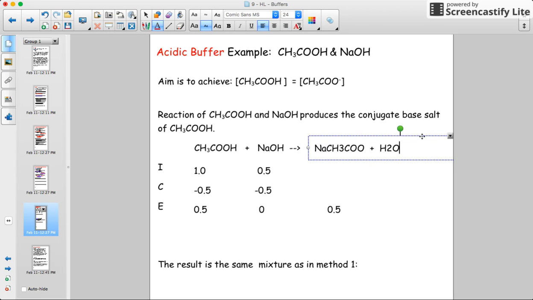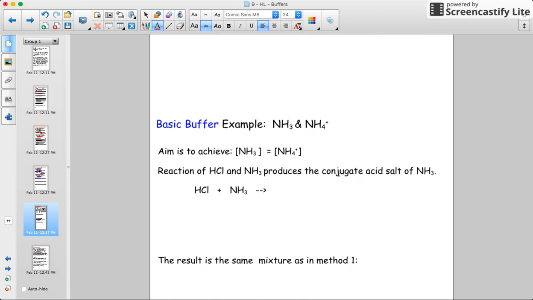So this is the salt that's produced by this reaction, and you start off with 0 of it. As these get used up, the strong base will be entirely used up. You'll still have half a mole of weak acid. You'll have made half a mole of its conjugate base, and therefore you've made a buffer. You've made something that has equal moles of weak acid and its conjugate in the same solution.